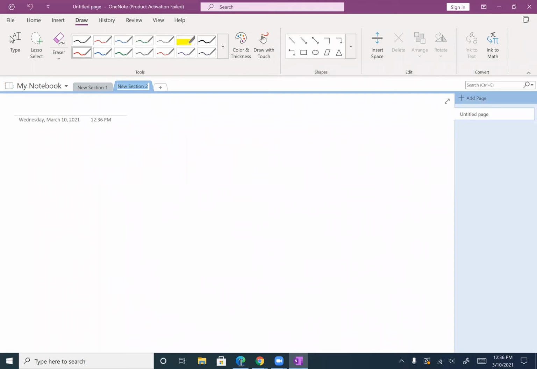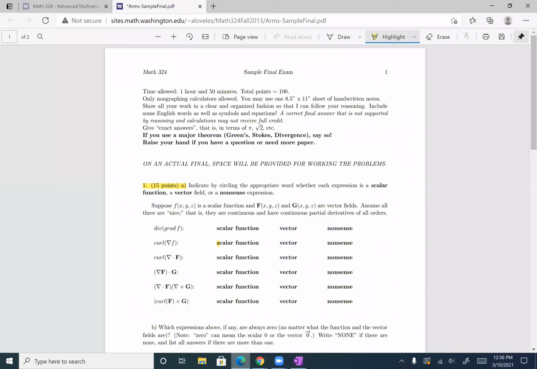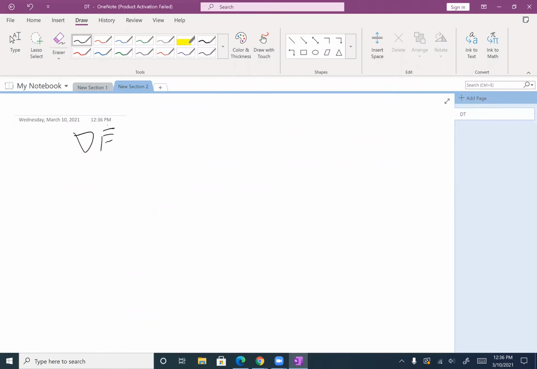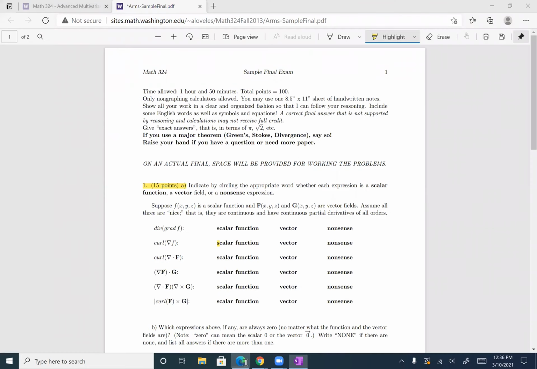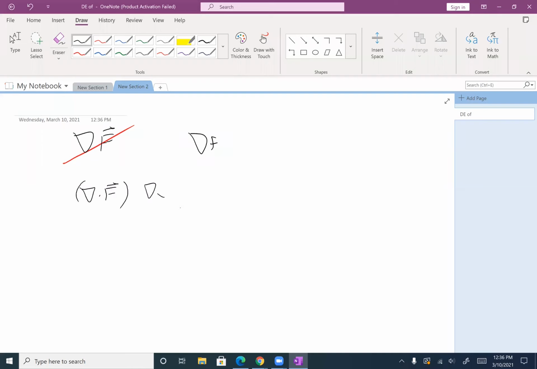Next one we have is gradient f dot g, but the gradient only works on functions. It does not work on vectors, at least in this class. How about the divergence of f times the curl of g? Oh, this is okay. Really, this is just a function times a vector. And you can certainly do something like this. You just distribute.